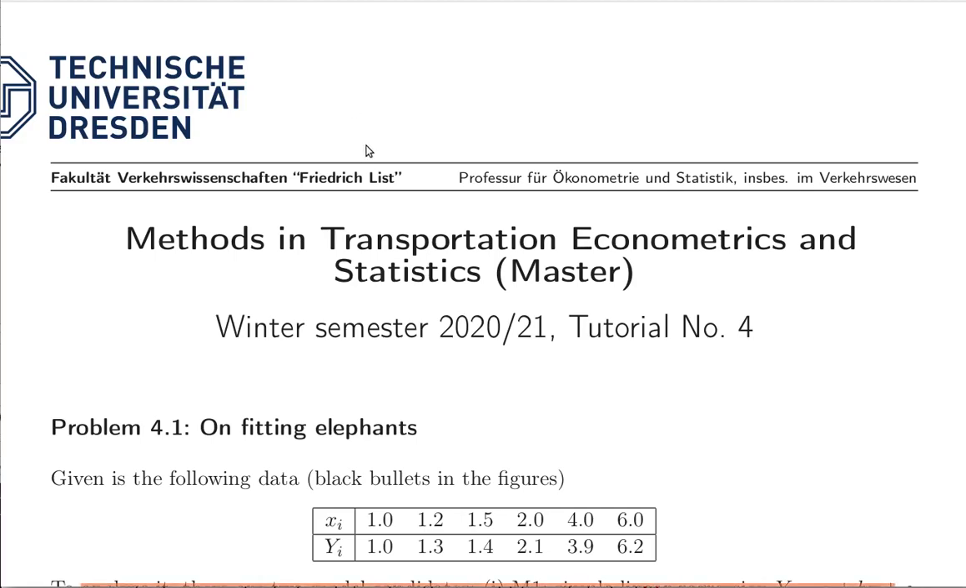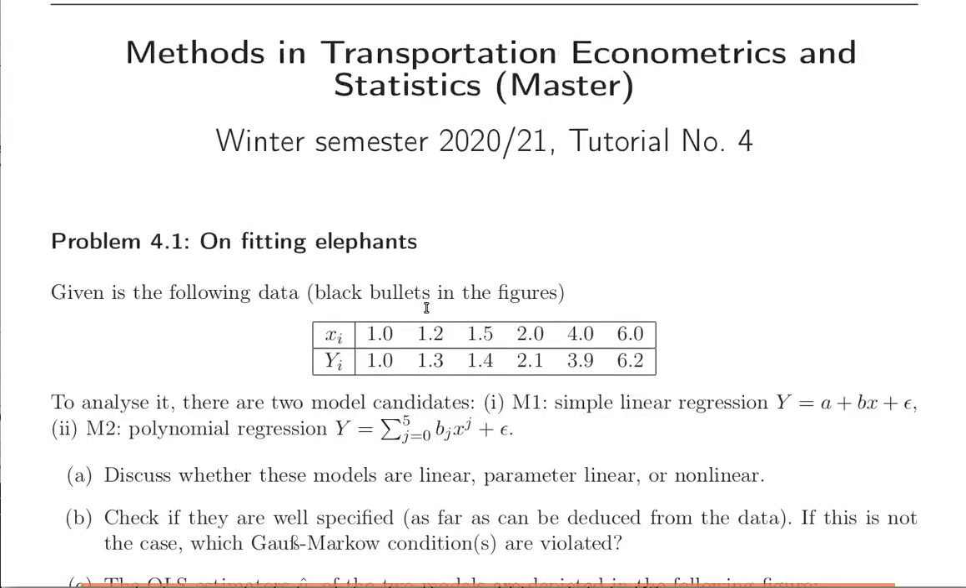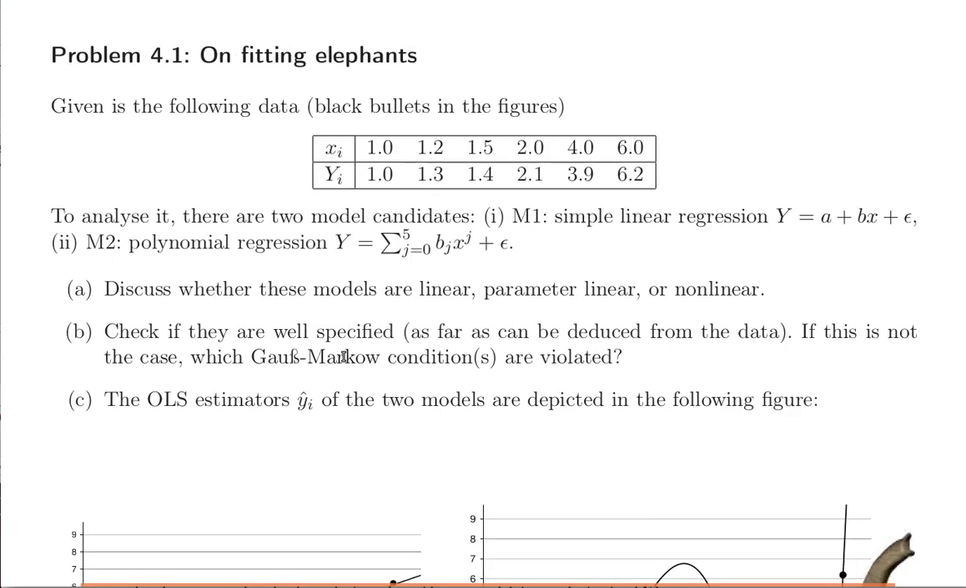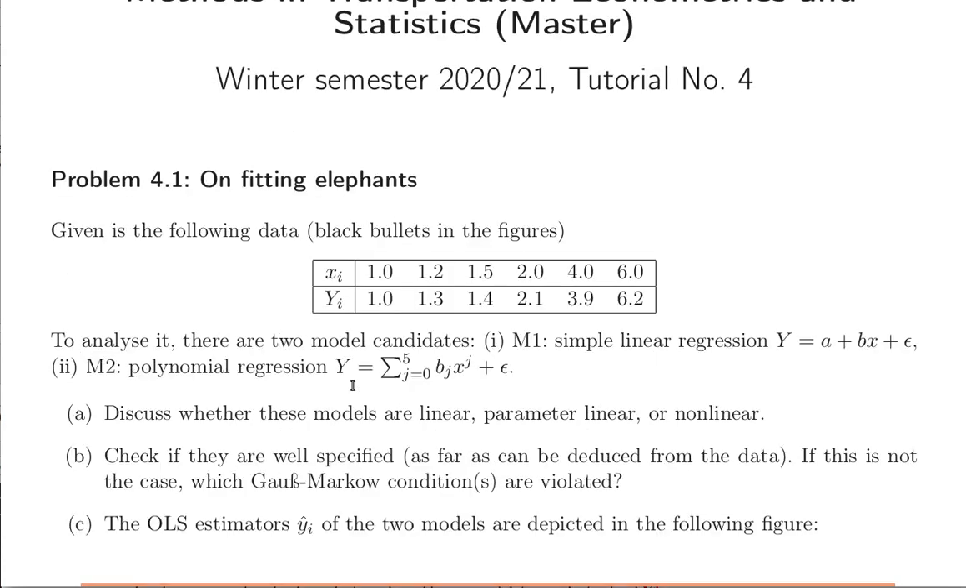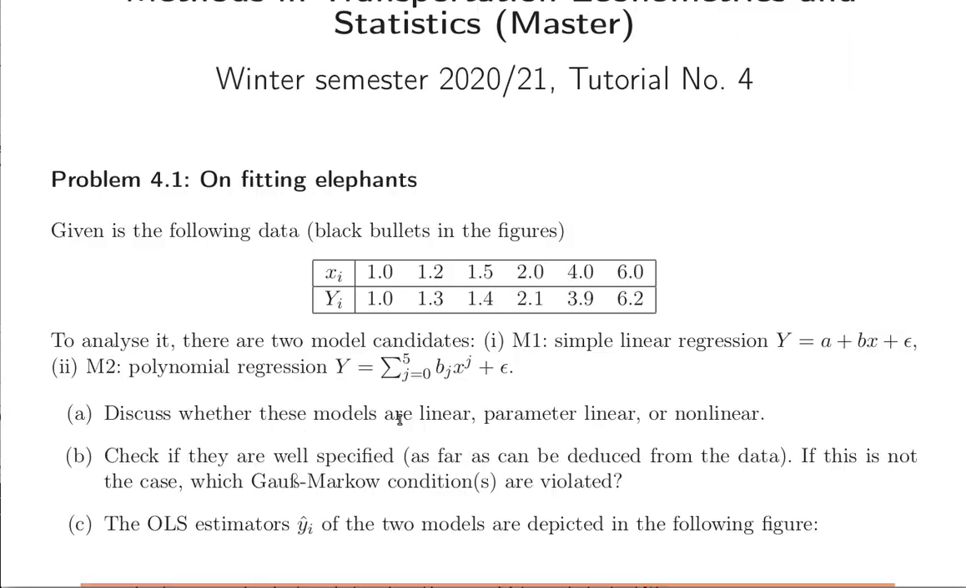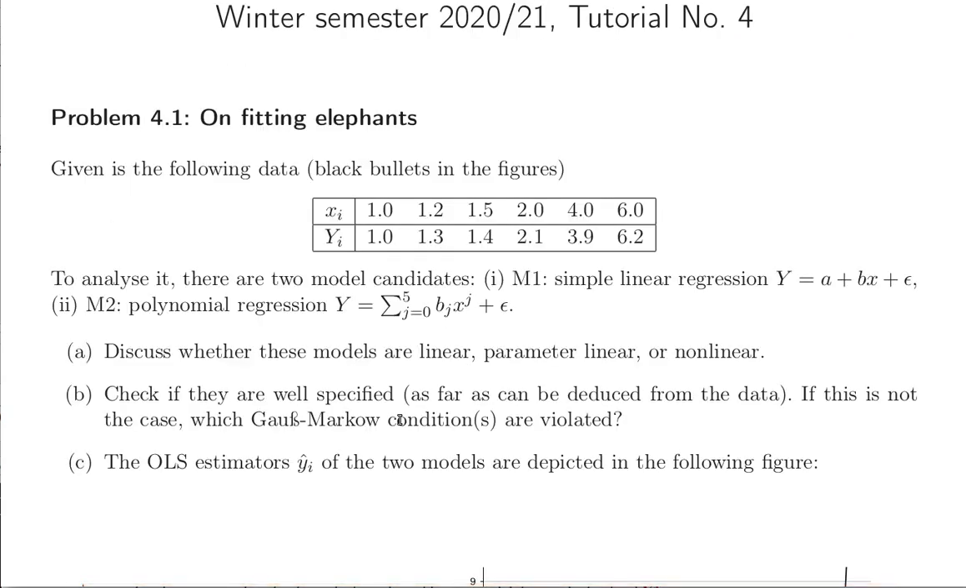Welcome to tutorial 4 in Methods, Transportation, Econometrics and Statistics for the master course. We have two problems here. The first problem, 4.1, is on fitting elephants. We do not want to fit this elephant really, but we will see how the title of this problem comes from. So first we have given a very simple set of data.